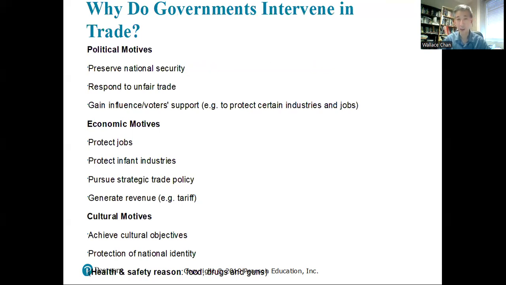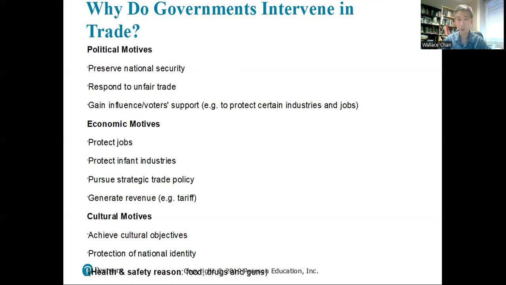Governments intervene in trade out of three major motives. Number one, political motive. Politicians and governments may consider trade under certain circumstances would threaten national security.